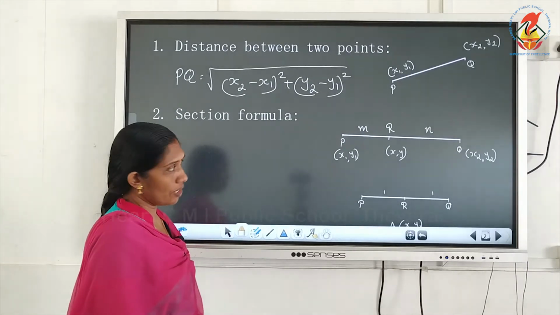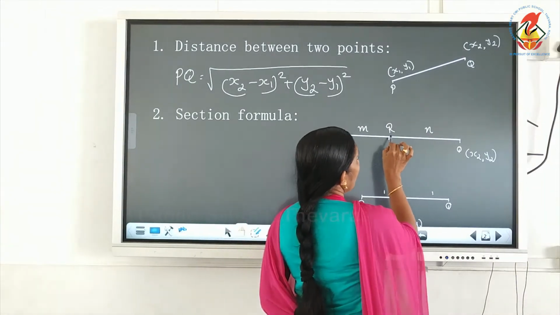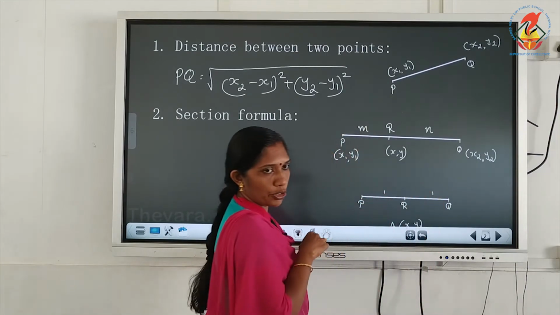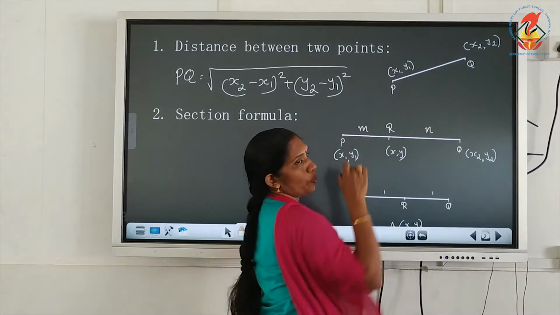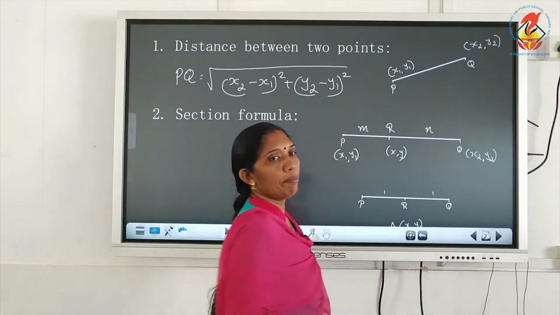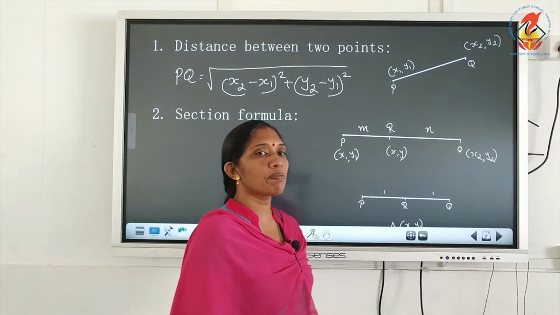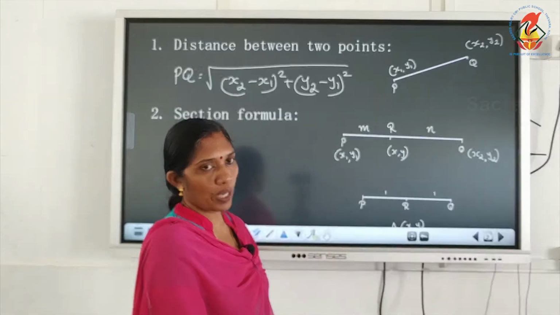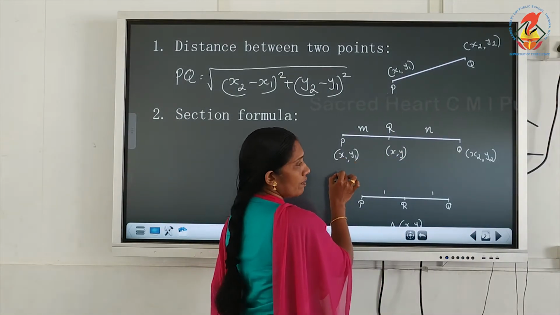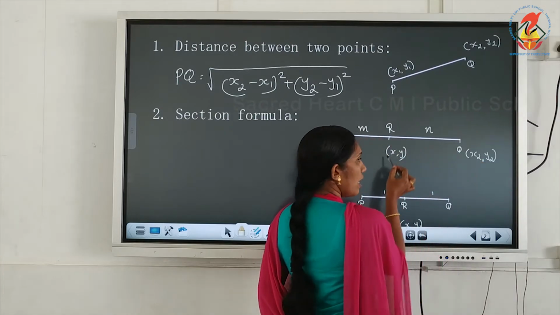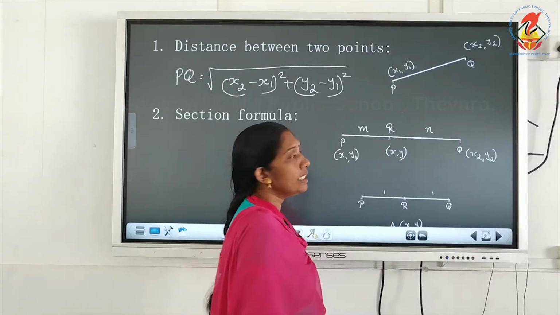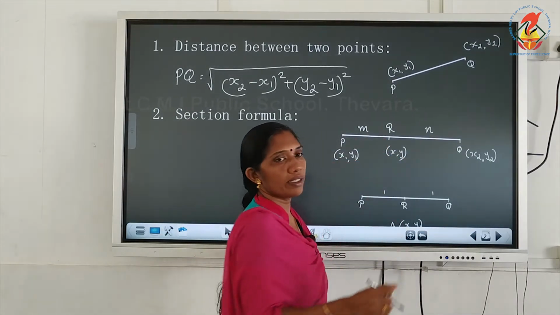Now the next is section formula. That is, if R divides the line segment joining 2 points P and Q in the ratio m is to n internally. Internally means the point R lies in between P and Q. So R divides PQ in the ratio m is to n. Then what are the coordinates of R? So here P is (x1, y1), Q is (x2, y2) and R is just (x, y). Then how to find x and y in terms of x1, y1, x2, y2 and the ratio m is to n.